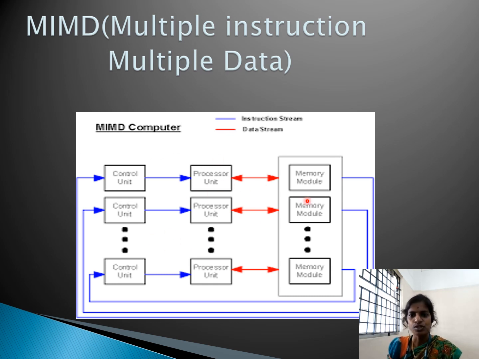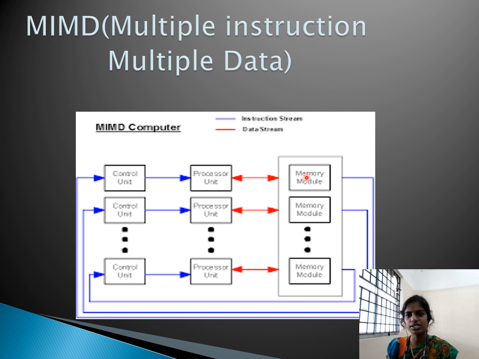So we'll see the working. For an instruction to be operated on, it should be loaded in the memory. From the memory, it is loaded to the control unit. We have multiple instructions, so multiple instructions are loaded to the multiple control units. Each control unit decodes whatever instruction it has got. The decoded instruction will be sent to the processor unit. We have n processor units also. And the processor unit is going to process the data simultaneously. Each processor unit works on the data simultaneously for different instructions.